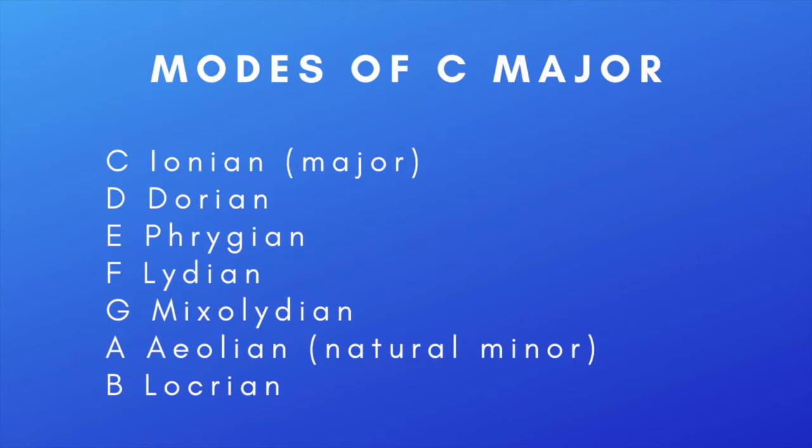For instance, if we start on D, and then play the same notes as in the scale of C major, we get the scale of D Dorian. But let's say we want to make a piece of music in D Dorian. How would we do that? And what would it sound like?